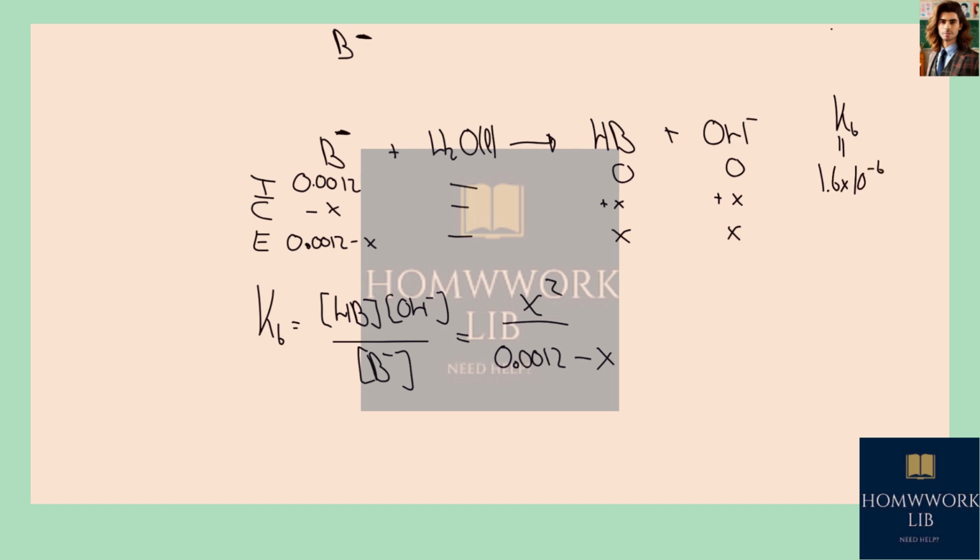So over here, taking advantage of the fact that Kb is equal to 1.6 times 10 to the minus 6, which means that a very small amount is going to dissociate, what we can do is something called the small x approximation, in which the initial concentration minus x is going to be essentially the initial concentration. So this value approximates to x squared divided by 0.0012.